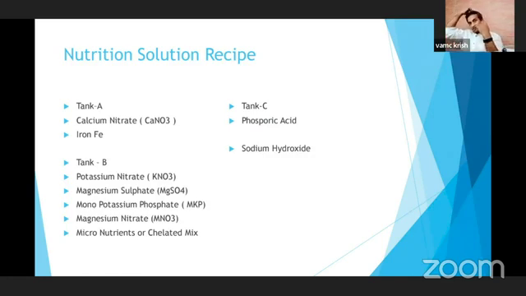In tank C, we adjust the pH, using phosphoric acid and sodium hydroxide. Sometimes the pH is high and sometimes it is low, so tank C is the main one for pH maintenance.